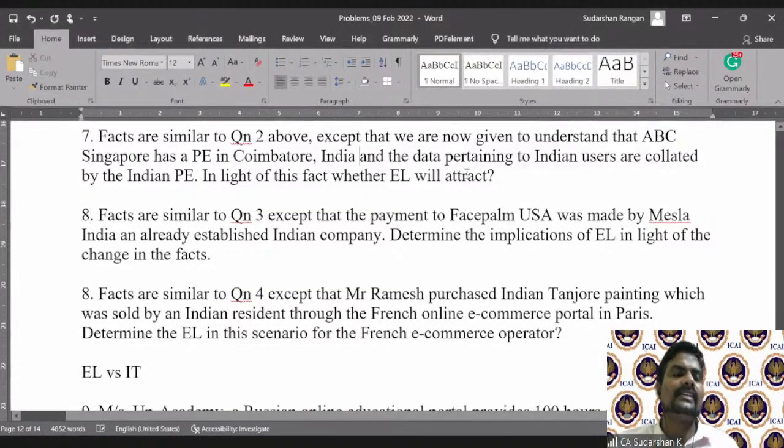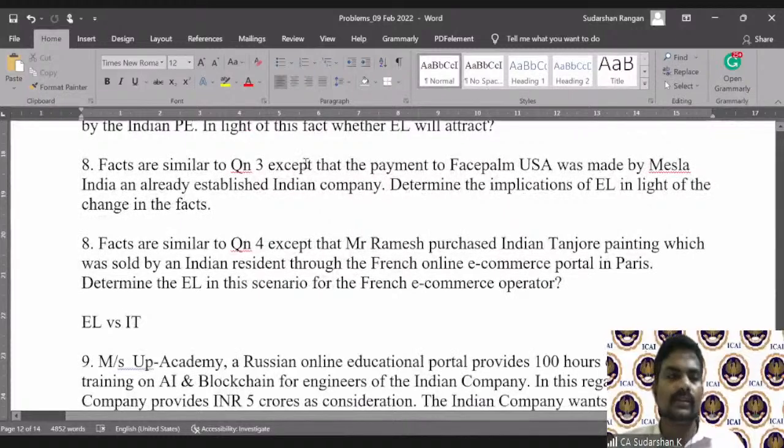Question number 7 is very similar to what we have already seen in equalization levy 1.0. If the non-resident has a PE in India and if it is effectively connected to the PE in India, then equalization levy won't attract. So I'm not going to spend time on it. Very similar.